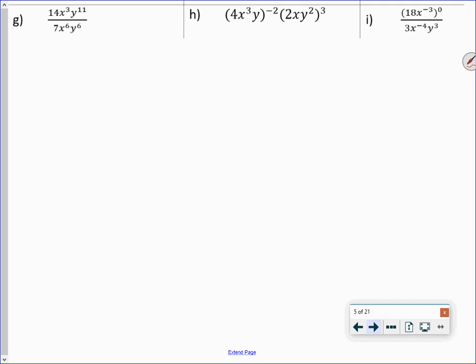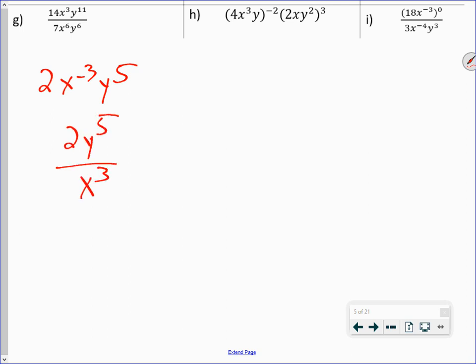Right here, once again, 2x to the negative 3rd, y to the 5th. Just numbers that have the same base, that have exponents, we subtract the exponents. And then the negative exponent means that it winds up on the denominator. Here, this will be 1 over 16x to the 6th, y squared, because the negative exponent means move it to the bottom.